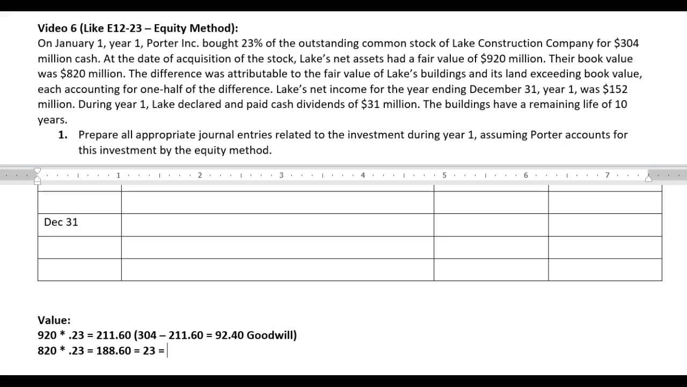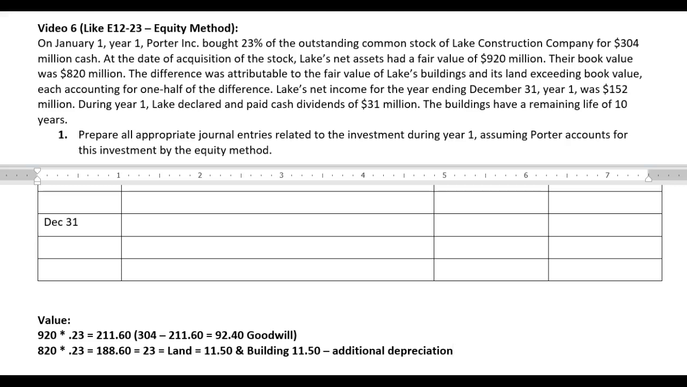Now we have to know what creates that additional 23, and there were two things. There was land that created 11.5 of it, and there was a building that contributed 11.5. So what we have to adjust for is what we call the additional depreciation that they would have taken if their assets were valued at fair value, what we theoretically purchased them for. When this happens, we must account for the additional depreciation expense Lake would take if they paid fair value today for the asset. In other words, net income would be less given the value paid for the asset.